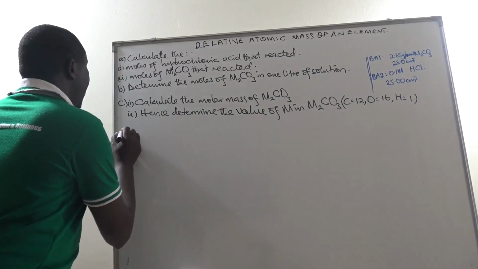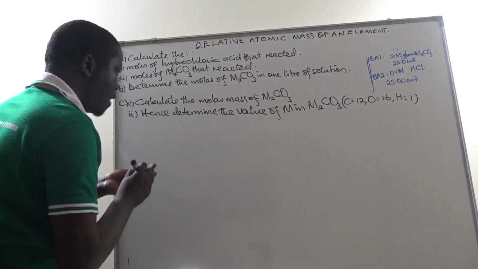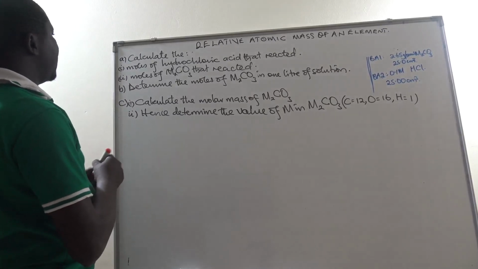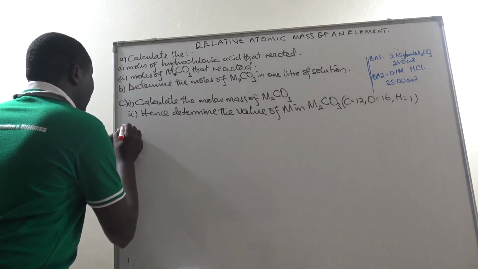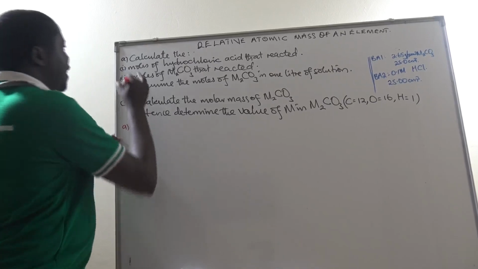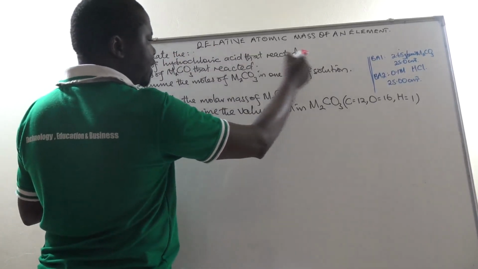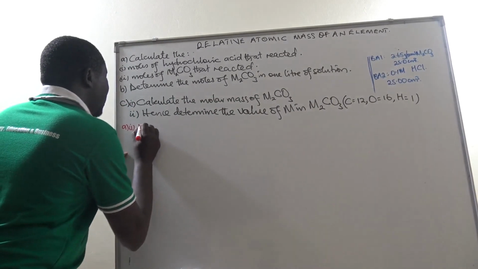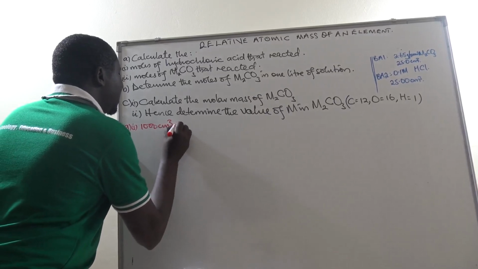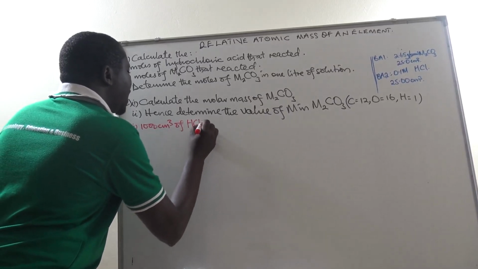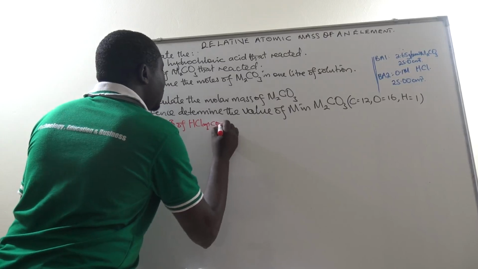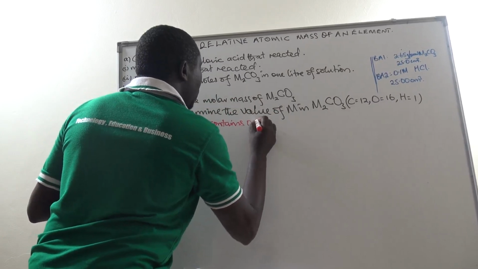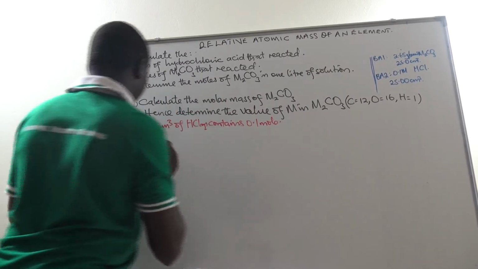So in part A, Roman 1, we are supposed to calculate the moles of hydrochloric acid that reacted. So since we have the molarity and then the volume of hydrochloric acid that reacted, we shall say 1,000 cubic centimeters of hydrochloric acid solution contains, what's the value of molarity we have been given? Is it 0.1, and we use mole in full.